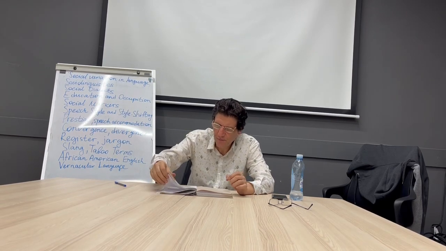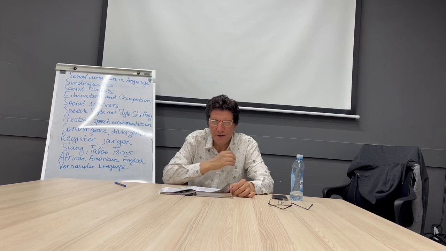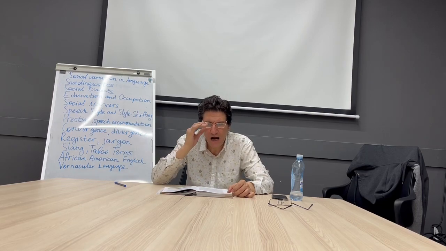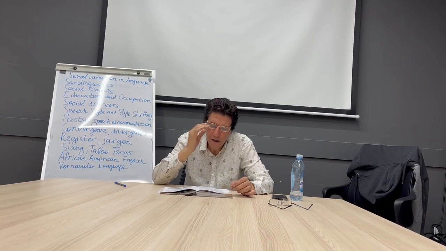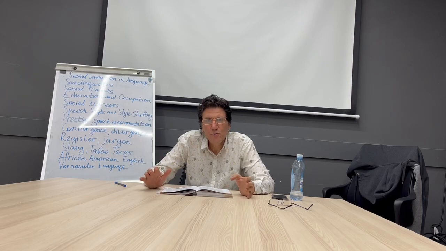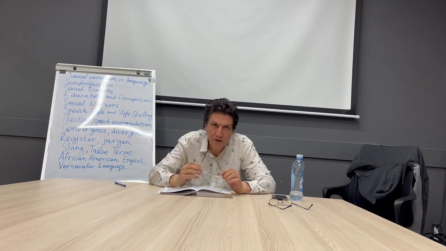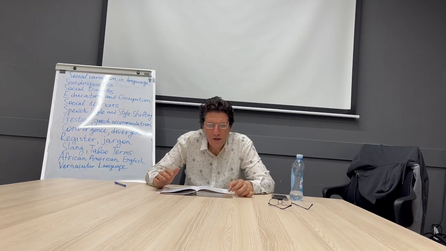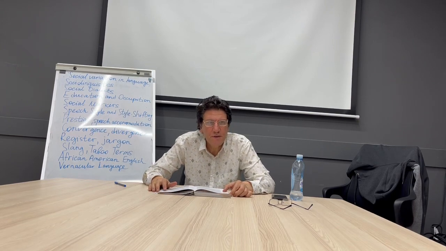Now back to variation and social variation. What is sociolinguistics? Sociolinguistics is the study of the relationship between language and society. It includes variation, geographical variation, and social variation. A part of social variation deals with the concept of social dialects.